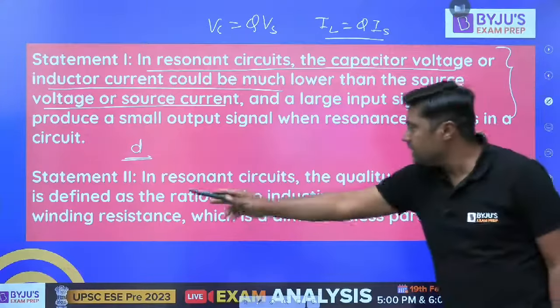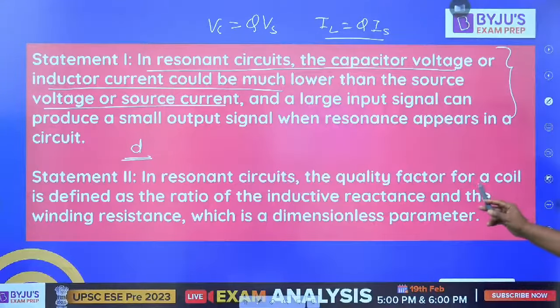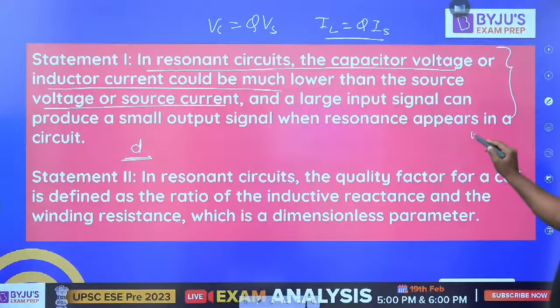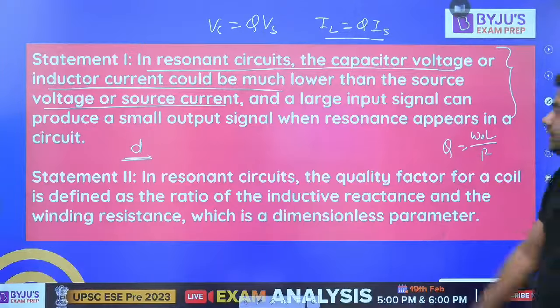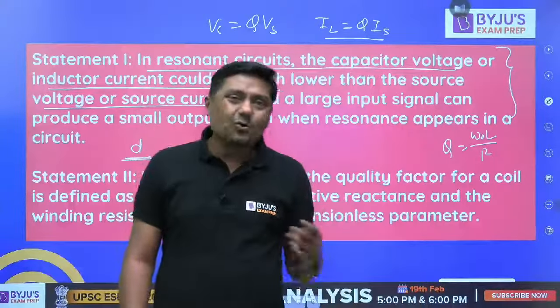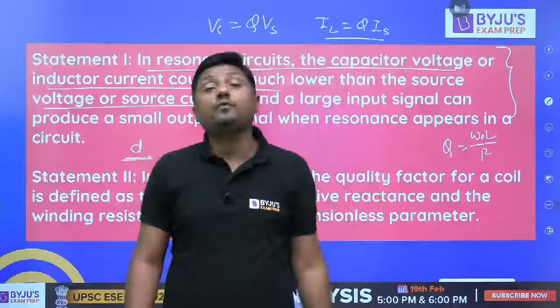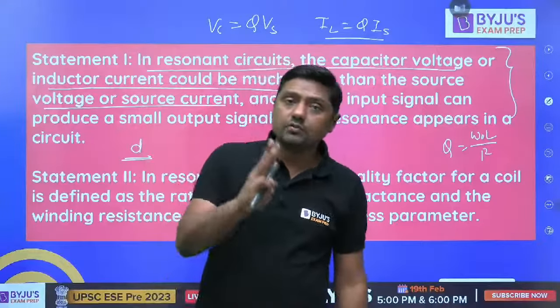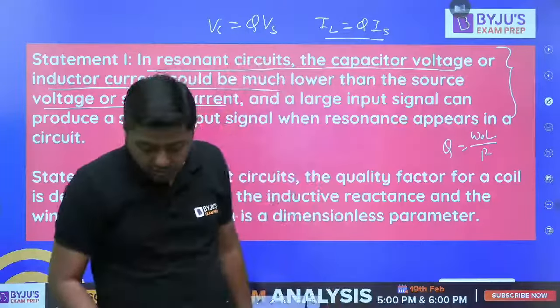Now read this point. In a resonant circuit, the quality factor for a coil is defined as the ratio of the inductive reactance and the winding resistance, which is a dimensionless parameter. Yes, omega naught L by R. This is the quality factor. The second statement is right. But during the exam, no need to check, because we have to solve 150 questions within 3 hours. 180 minutes we have only.